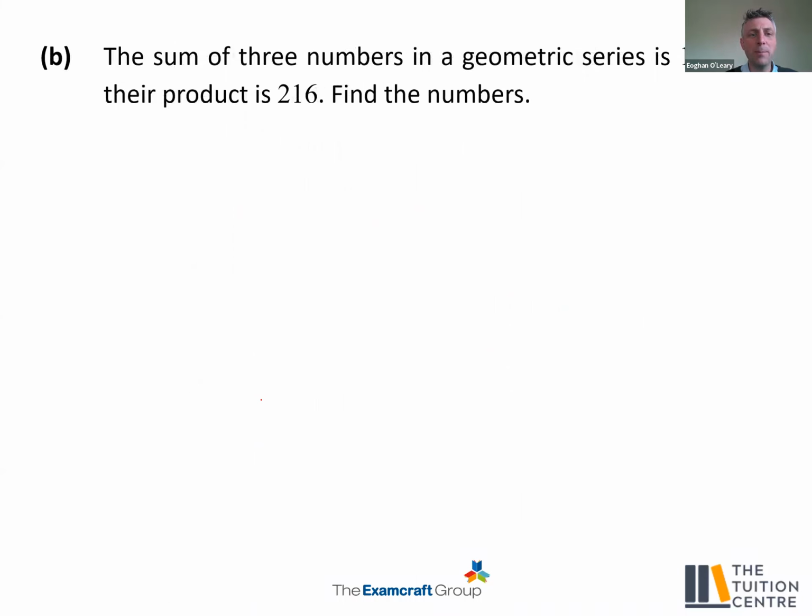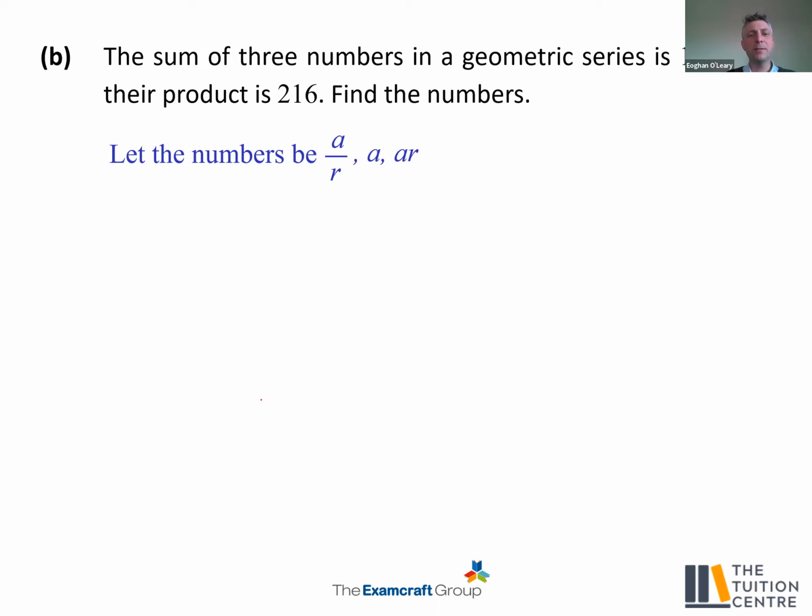We continue on to part B. The sum of three numbers in a geometric series is 19 and the product is 216. Find the numbers. Now, this type of question was very familiar in the old course. Similar ones have come up in the last number of years in pre's and in the real exam itself. So it's one the students want to be ready for.